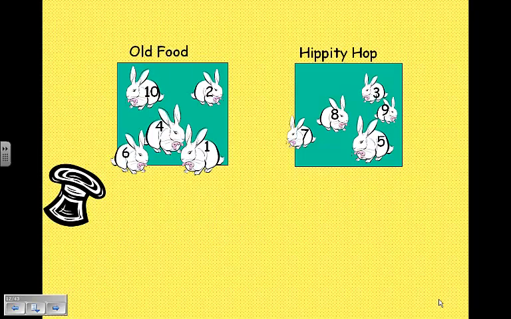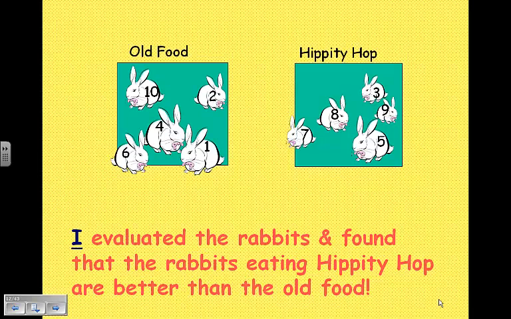So now I have a mixture of rabbits. Right? I have them all mixed up. Now, I evaluated the rabbits and found the rabbits eating hippity hop are better than the ones eating the old food. Well, once again, the problem with this experiment is I'm the one doing the evaluation. I really need to get an independent evaluator, someone who is not going to be making money off of this rabbit food, to do the evaluation.